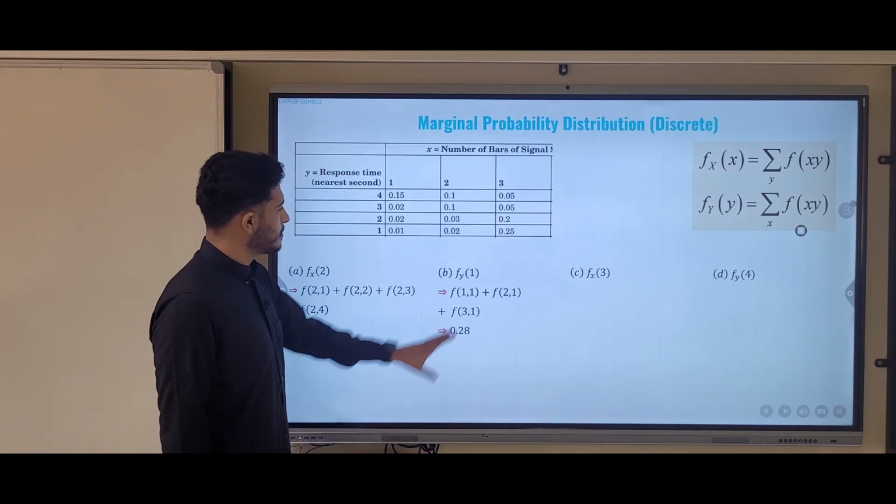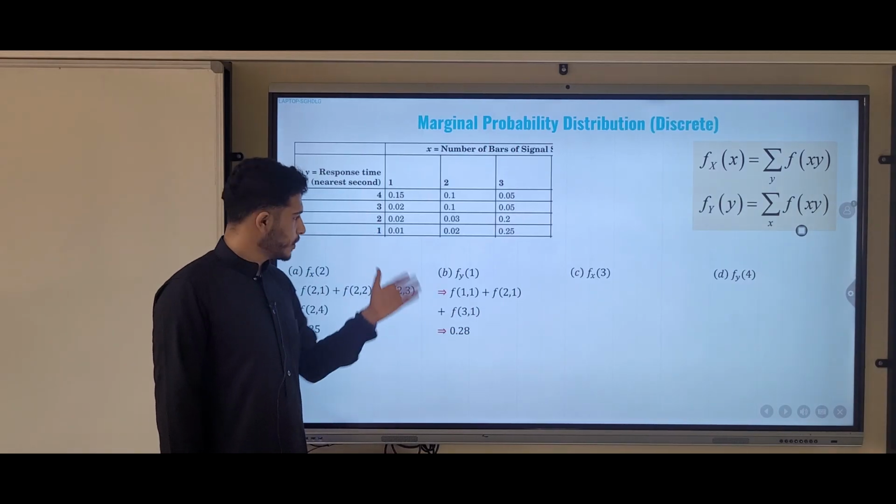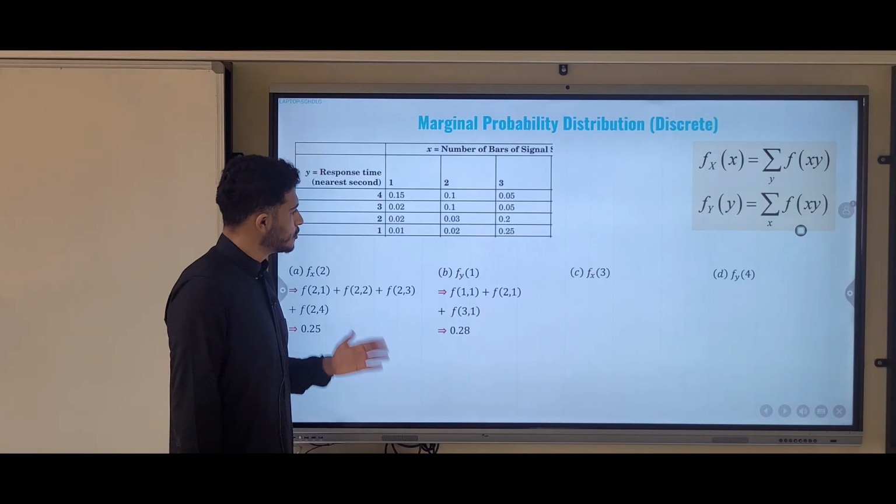The next one, I think you can solve these by yourself if you want. If you want to pause the video and solve them, you can absolutely do it, because I'm going to show the answers in 3, 2, 1.